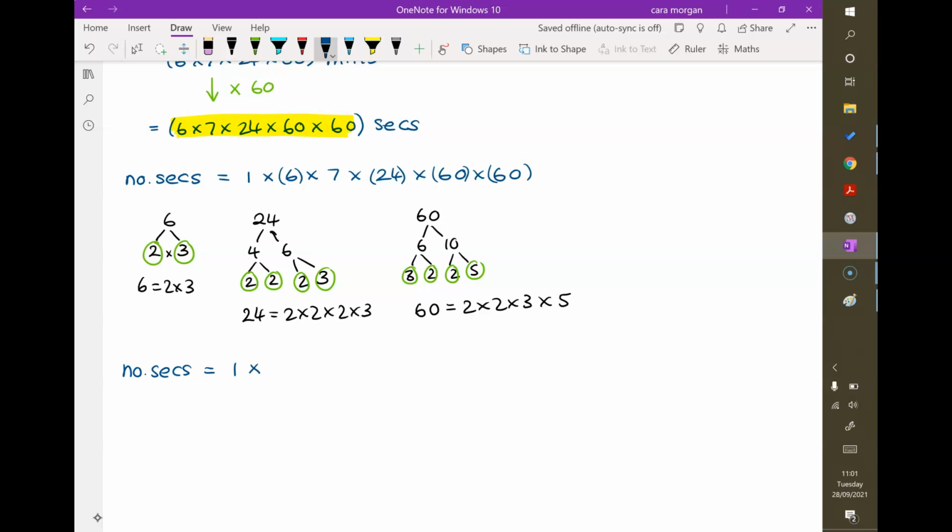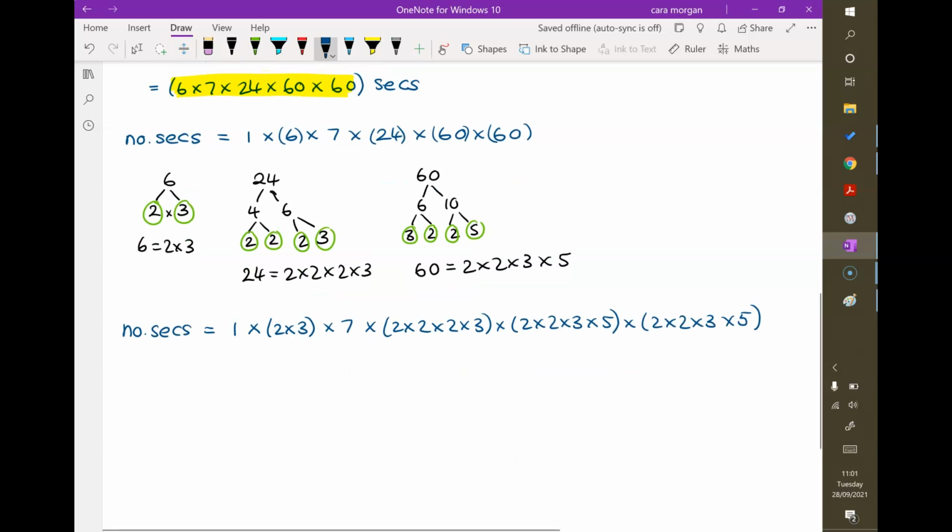So I've got 1 multiplied by 6. Instead of writing 6, I'm going to write 2 times 3. I've got 7. Instead of writing 24, I'm going to write 2 times 2 times 2 times 3. Instead of writing 60, I'm going to write 2 times 2 times 3 times 5. I've got to multiply by another 60 again. I don't really need the brackets in, but I'm just showing you where these expressions come from, if you refer to my lines of working.